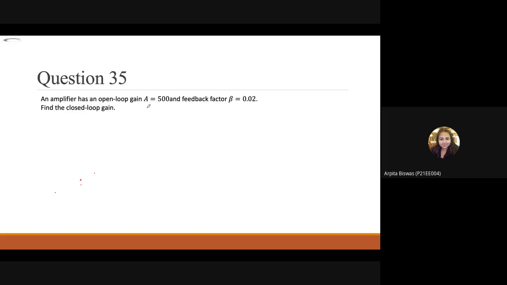Question 35. An amplifier has an open loop gain A of 500 and feedback factor beta 0.02. Find out the closed loop gain. Tell me what is the formula to find out the closed loop gain. AF is equal to A by 1 plus A beta. Yes. Now tell me the value. 45.45. Yes.